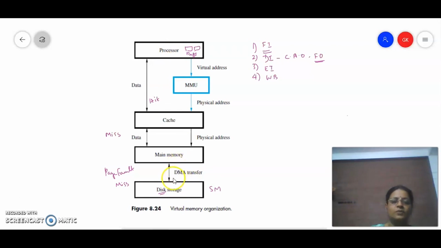Instead, we are going to make use of DMA transfer. What we mean by DMA transfer is direct memory access transfer. We allow the IO devices to access the memory directly without disturbing the CPU. So at a faster rate, the data transaction will happen between the secondary memory and the main memory.